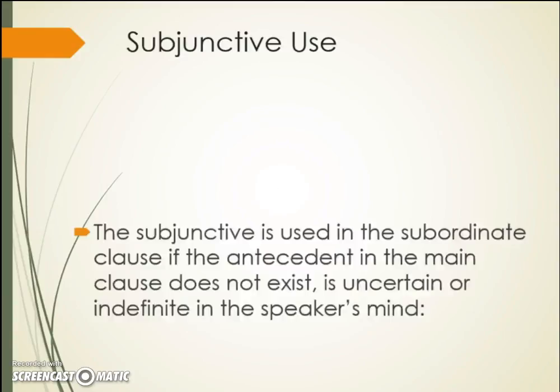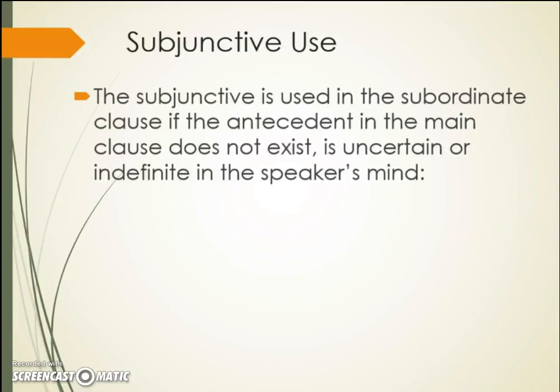So let's talk about the subjunctive use a little bit. The subjunctive is used in the subordinate clause or the adjective clause. That's the same thing. It's used if the antecedent, the noun that is being modified in the main clause, does not exist, is uncertain, or is indefinite in the speaker's mind. Let me give you a few examples so you can see what I'm talking about.